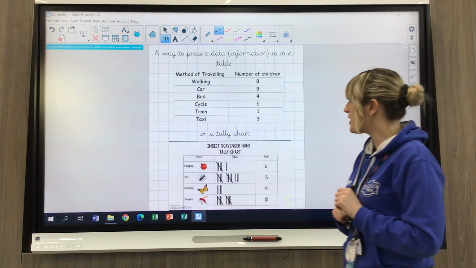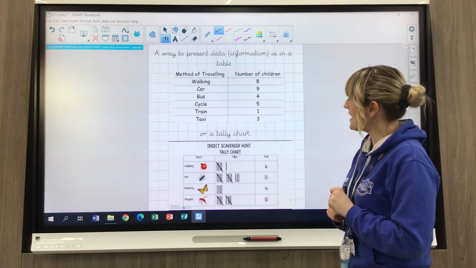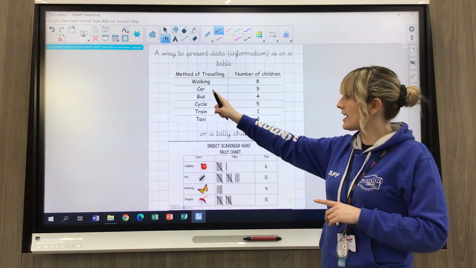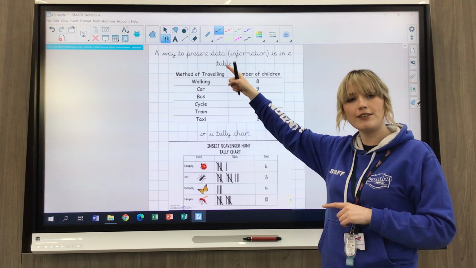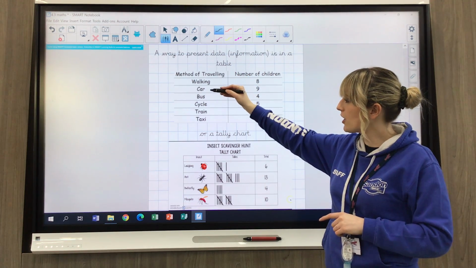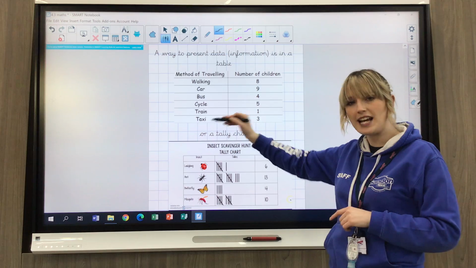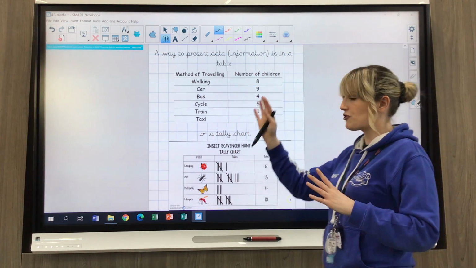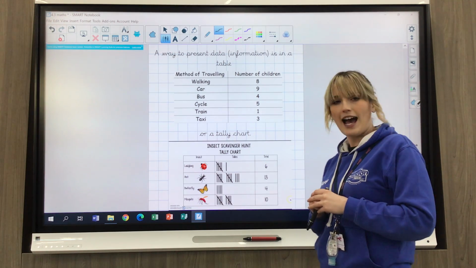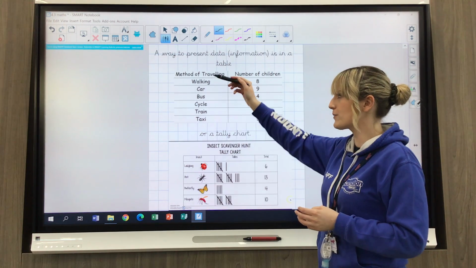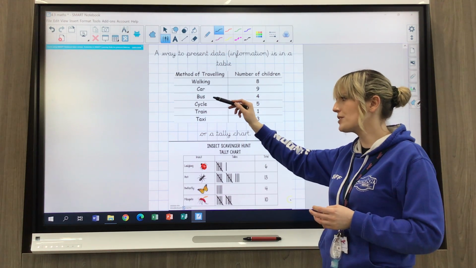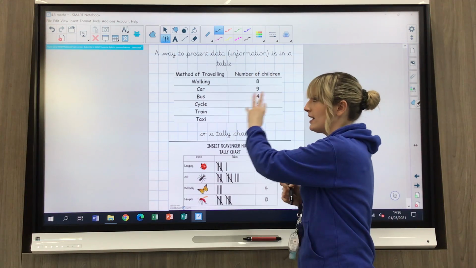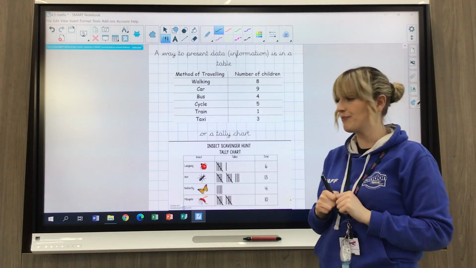Okay, so a way to present data is in a table. Okay, so here's a table. It says method of travelling. So all different ways of travelling. We've got walking, car, bus, cycle, train, taxi. Number of children. Okay, so children, maybe in a class, would have been asked, how did you get to school today? And these are all the different ways. Walking, car, bus, cycle, train, taxi. And this is how many children. So that's showing data and information.